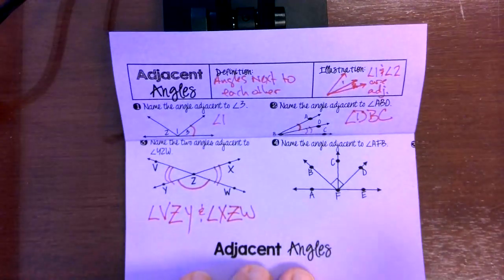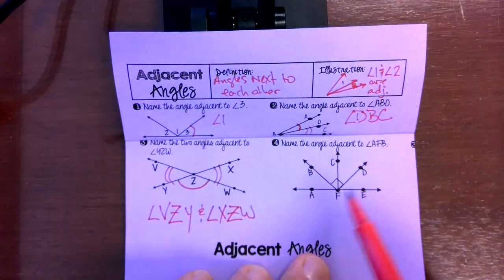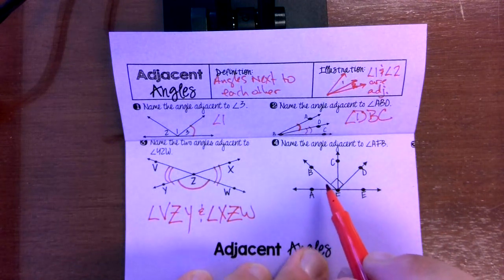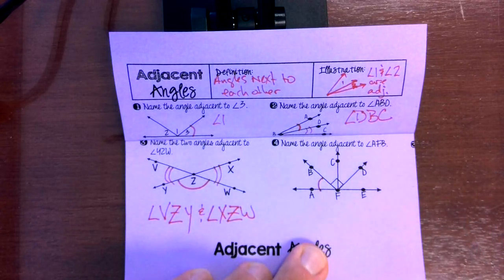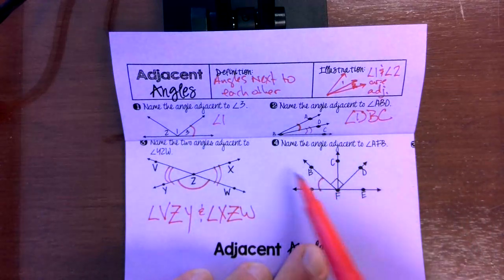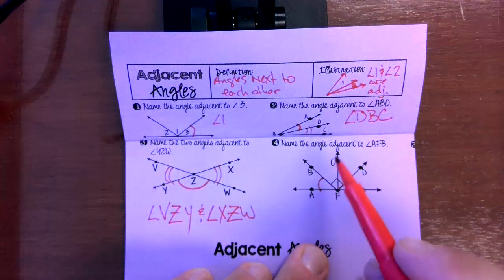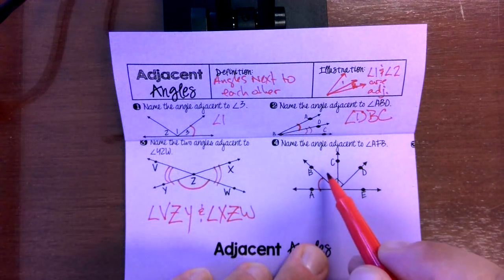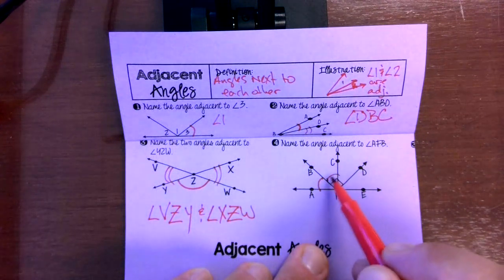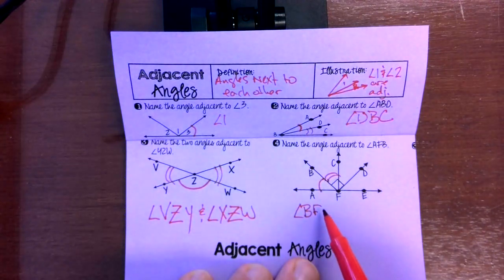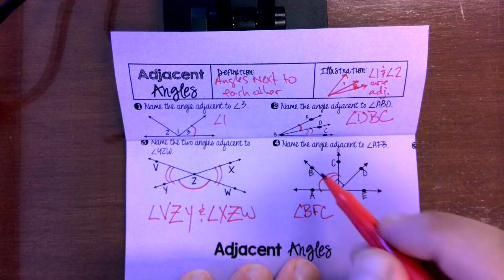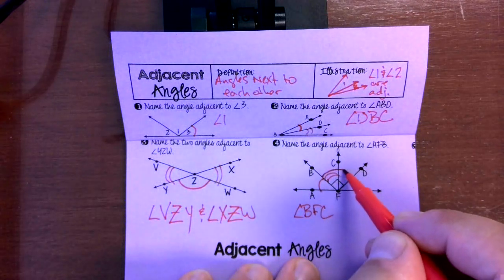And then finally here, angle AFB. Now there are several angles I could say here. It says name the angle adjacent to it. And a lot of people are going to look at this AFB. Oh, that's going to be this angle right here, BFC. And that is absolutely fine. That one counts.